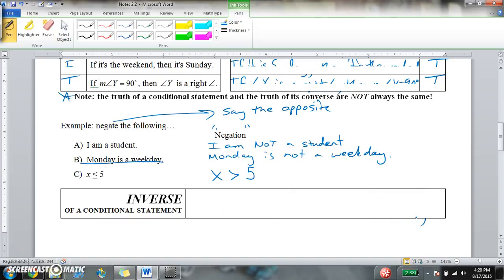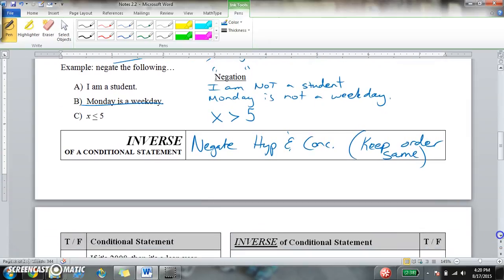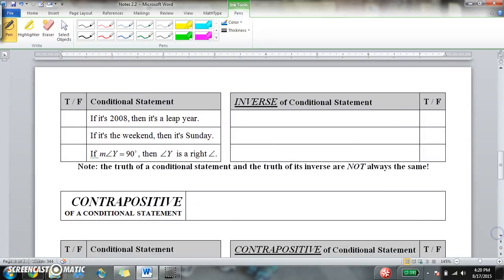Okay, so with a converse, we switch the order of the statements. With an inverse, we're going to negate both pieces, but we're going to keep the order the same. So hypothesis first, conclusion second. So if we have the same three statements, if it's 2008, then it's a leap year. To write the inverse of this, we're going to say if it is not 2008, then it is not a leap year. If it's not 2008, then it's not a leap year.